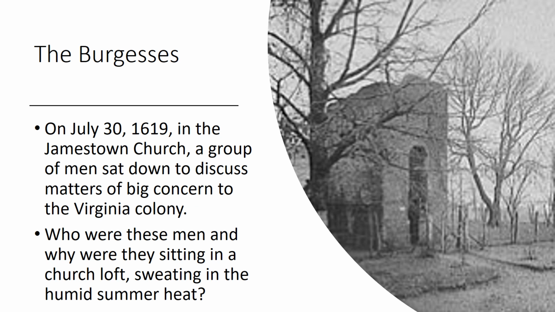The Burgesses. On July 30th, 1619, in the Jamestown church, a group of men sat down to discuss matters of big concern to the Virginia colony. Who were these men, and why were they sitting in a church loft, sweating in the humid summer heat?